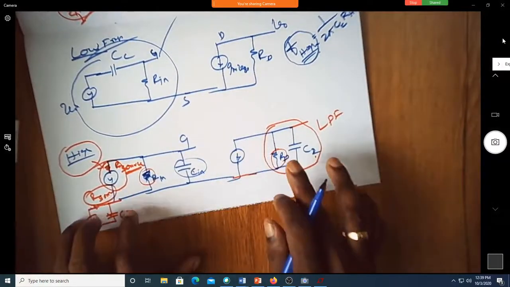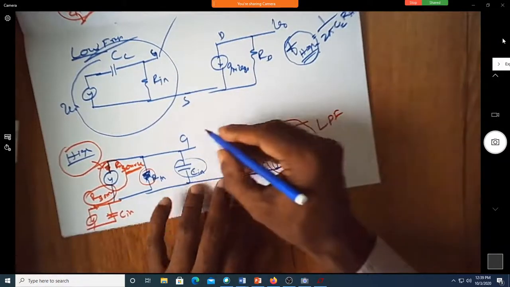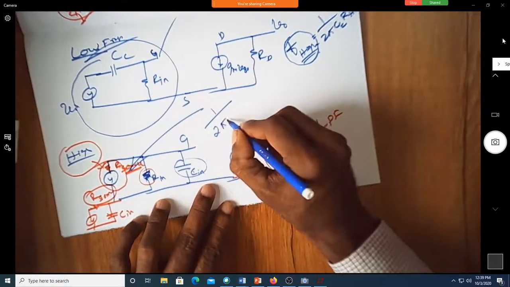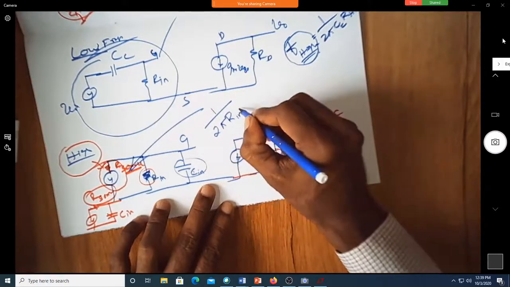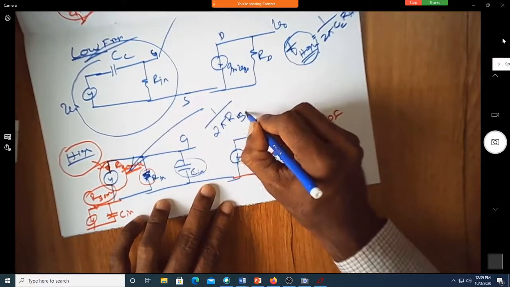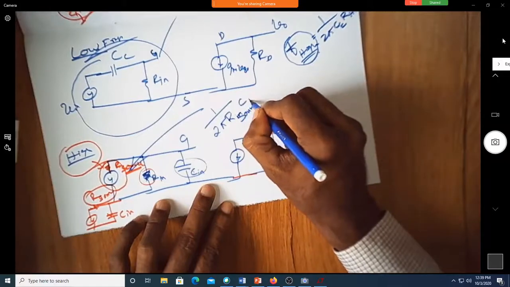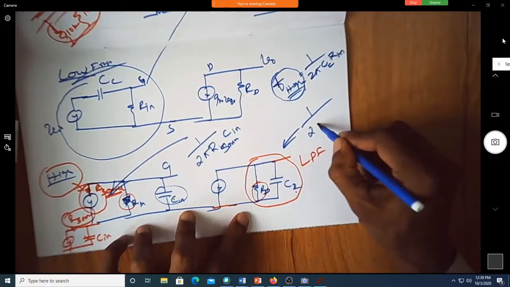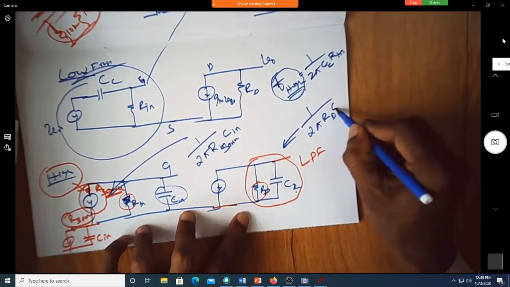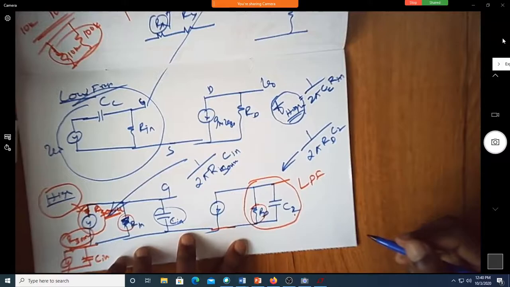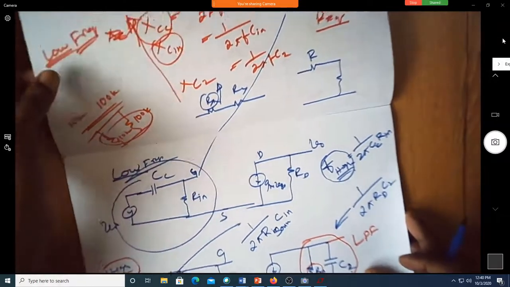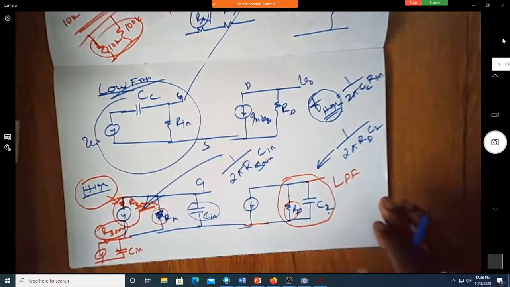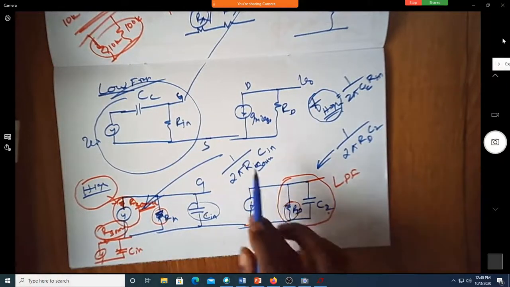Here I said there are two low pass filters. This low pass filter has 1 over 2 pi R source and C in. How about this one? 1 over 2 pi RD into C2. Correct? Yes, sir. So this is what we have: two high pass filters and two low pass filters.